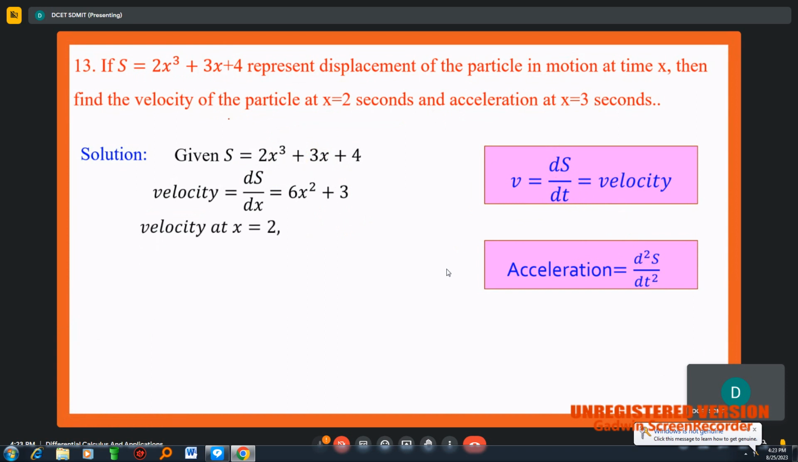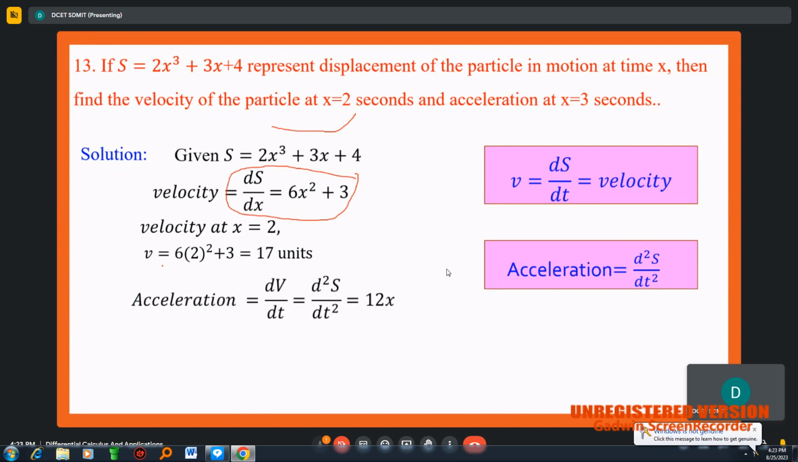Velocity at the time t equal to 2 seconds. Now we are replacing in the velocity formula at x is equal to 2. What are we getting? V is equal to 6 into 2 square plus 3, which is equal to 27 units.